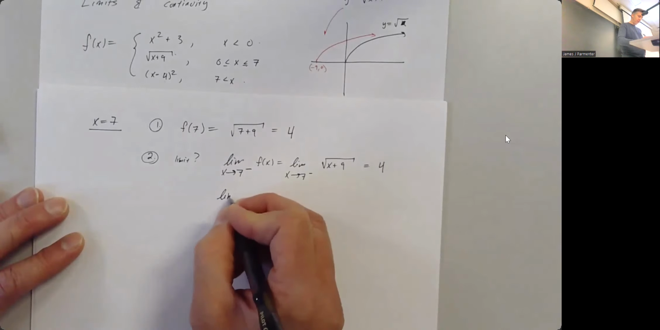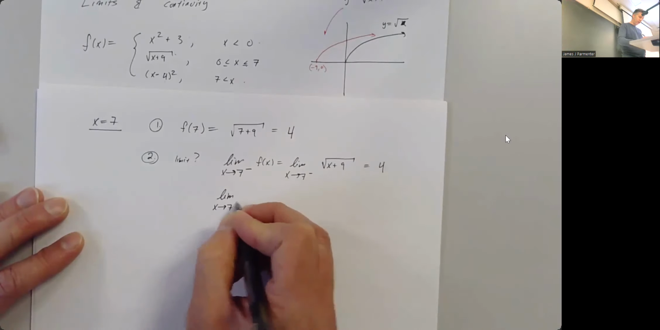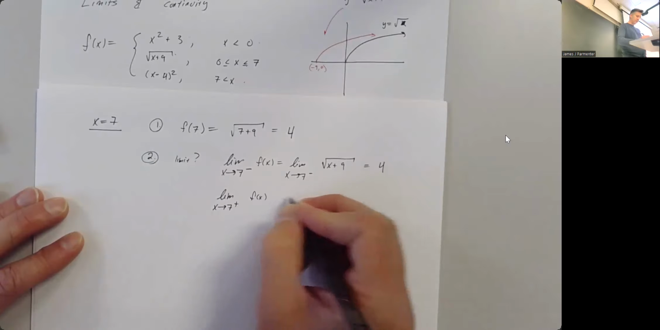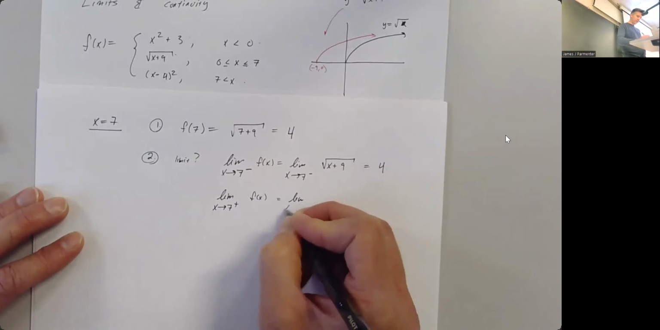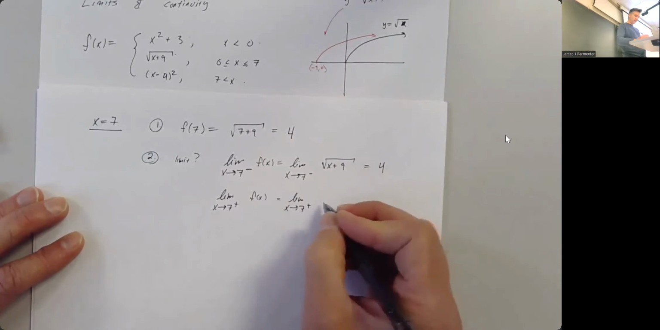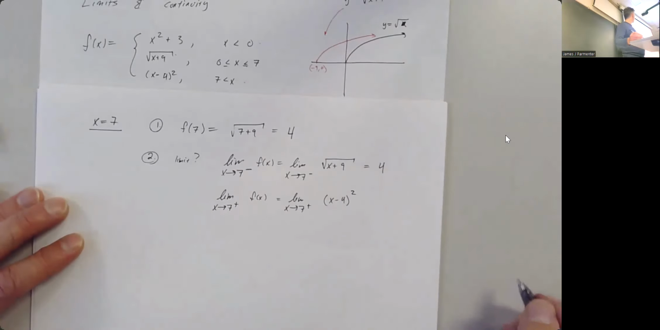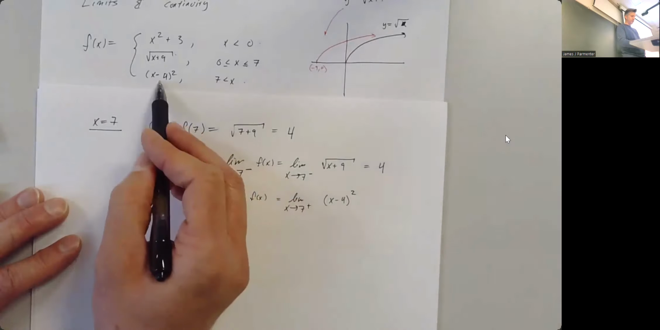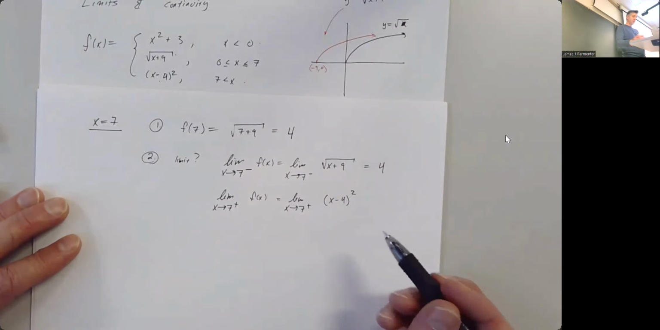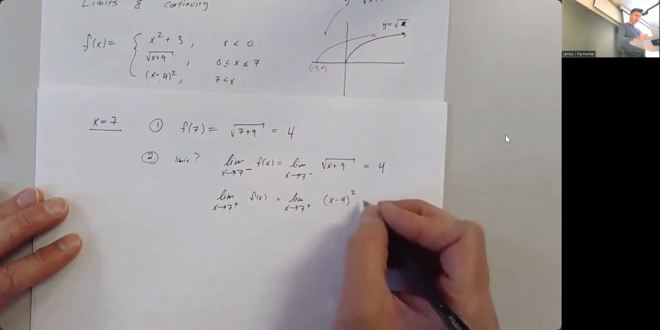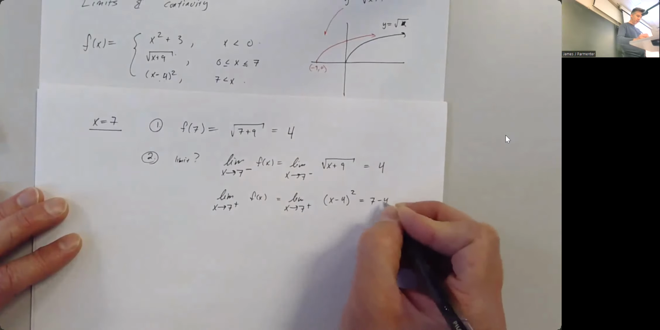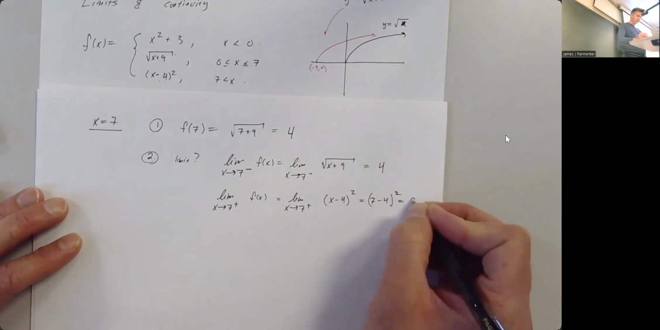On the other side, the limit as x approaches 7 from the right of f of x. That's going to be the limit as x approaches 7 from the right of x minus 4 squared. Right, I'm just using the piece of the function where x is larger than 7. When I substitute 7 in there, I'm going to get 7 minus 4 squared, which is 3 squared, which is 9.